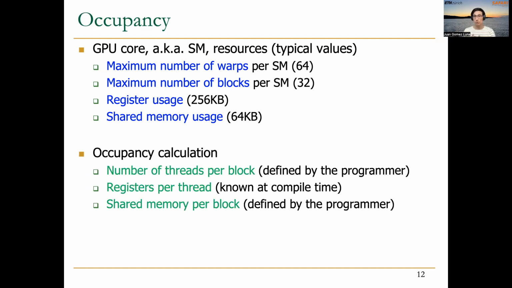In order to know the occupancy, we should take into account the use that we are making of these resources. What's the number of threads per block? That is something that the programmer defines. Remember, in the execution configuration, when we launch the kernel. The number of registers per thread is something that the compiler can tell us, because the compiler allocates the variables that each thread is going to use into registers. And the shared memory per block is usually defined by the programmer as well. Remember, in the beginning of this lecture, the example of the tiled matrix multiplication, where we declare arrays in shared memory of a certain size.